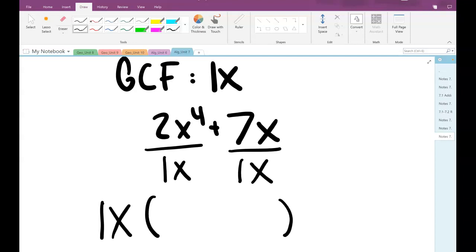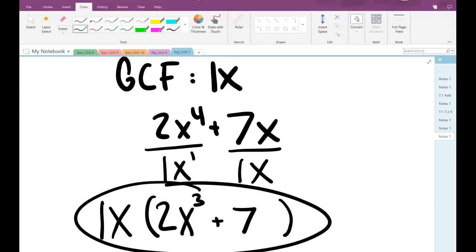I divide by big numbers. 2 divided by 1 is 2. I subtract my powers. 4 minus 1 is 3, so this is 2x to the third. Then I take 7x divided by 1x. 7 divided by 1 is 7. x divided by x simplifies to 1. So our final answer looks like this.